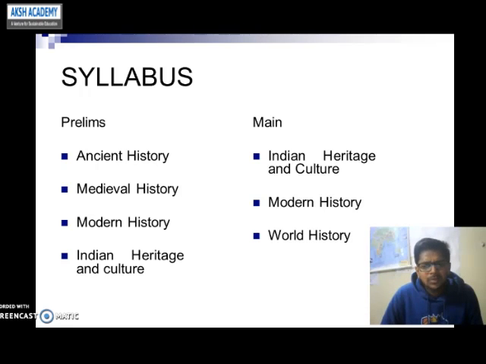Whereas the syllabus for the main examination covers Indian heritage and culture, modern history and world history. World history for the General Studies paper is basically after the 17th century, and to be more precise, after the American Revolution. But to study a particular event in history, you have to look at least 200 years back. So therefore, I was saying from the advent of the 17th century, world history will be considered in the General Studies paper.